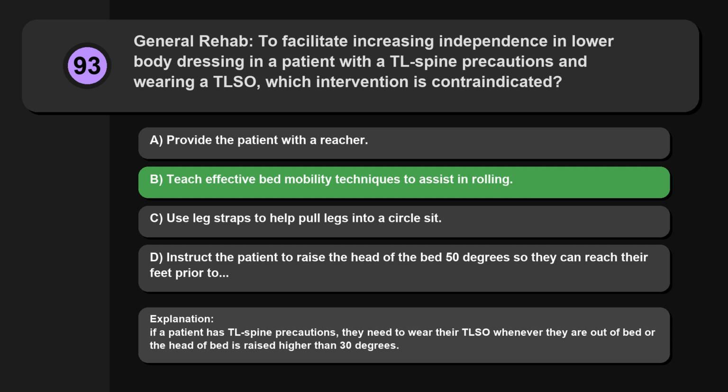If a patient has TL spine precautions, they need to wear their TLSO whenever they are out of bed or the head of bed is raised higher than 30 degrees.